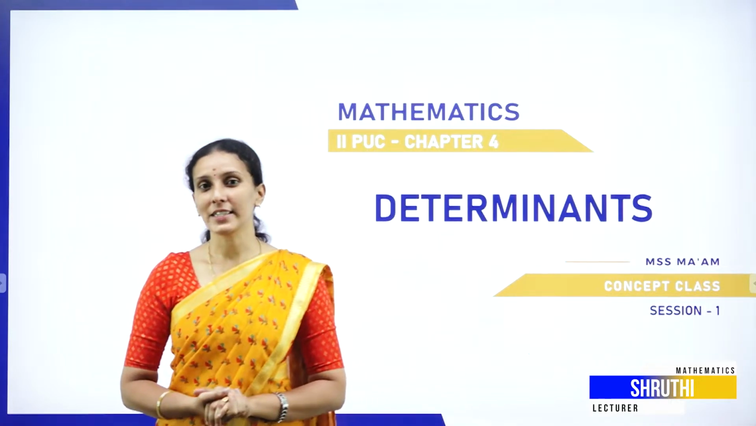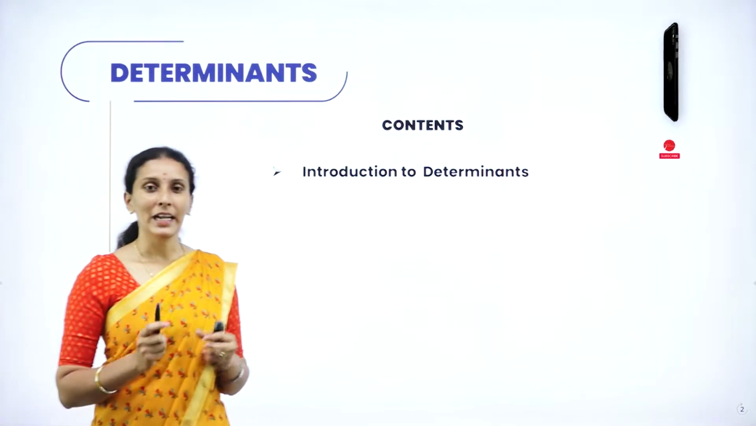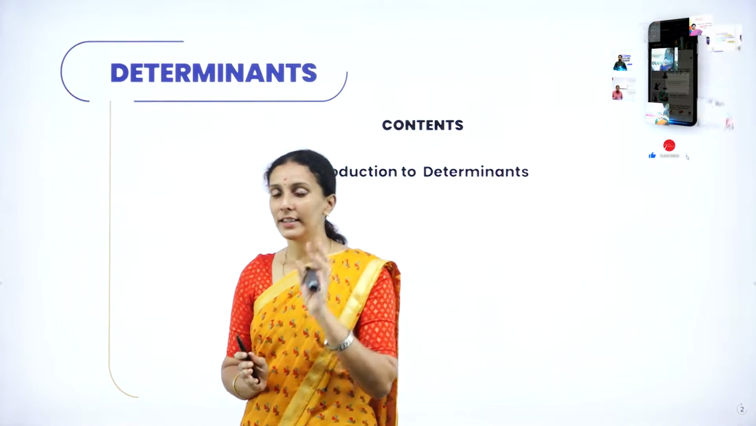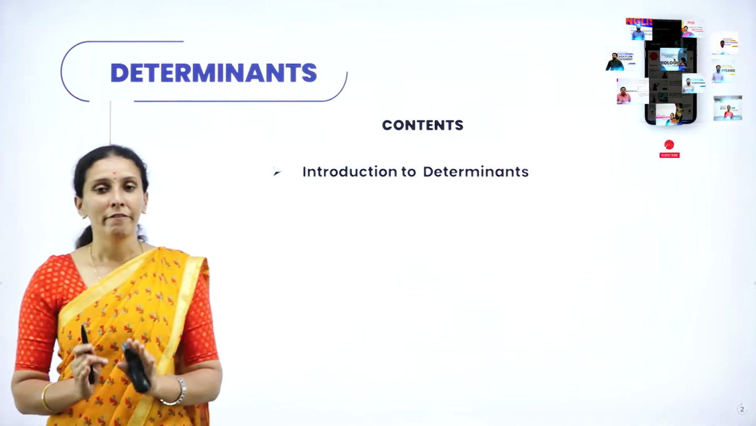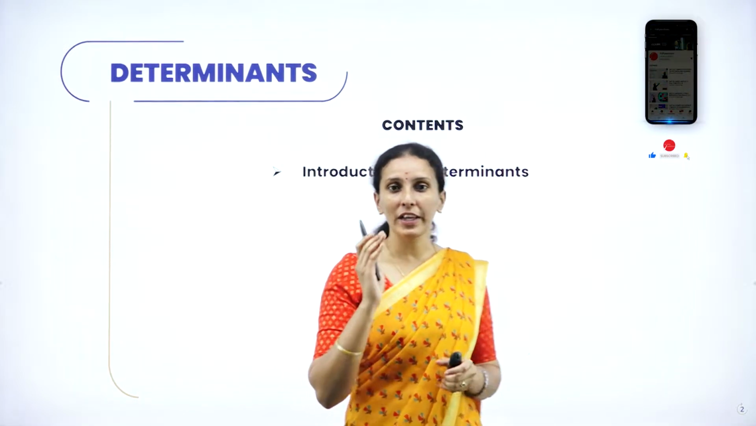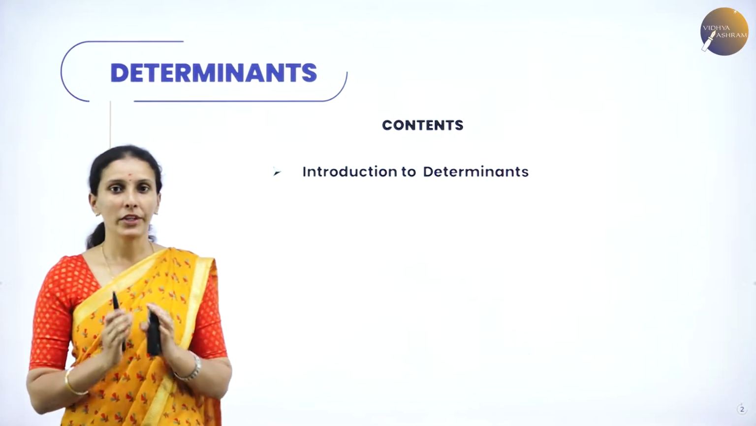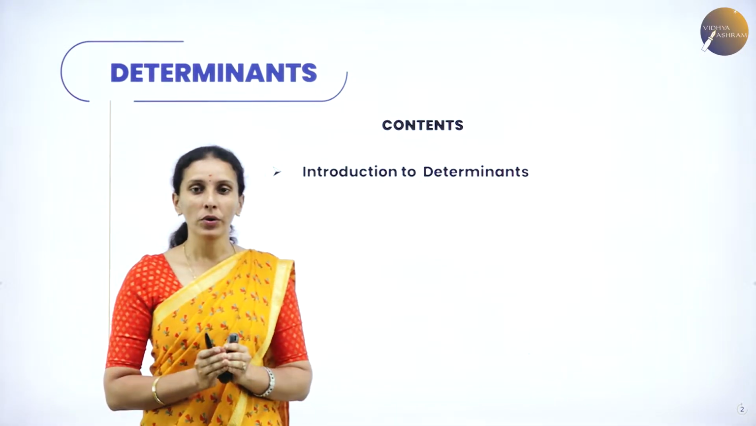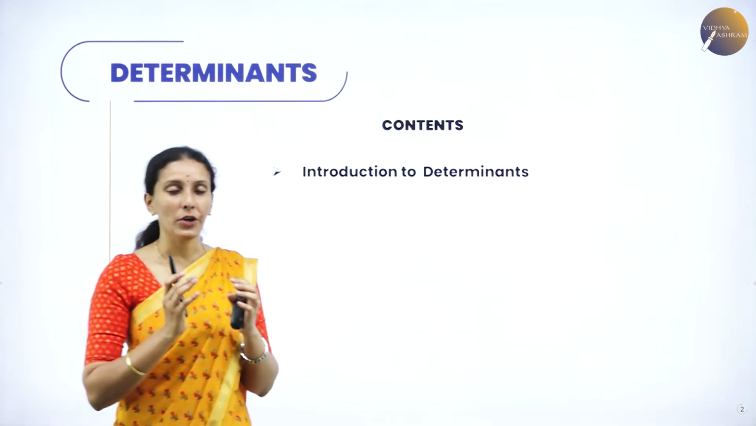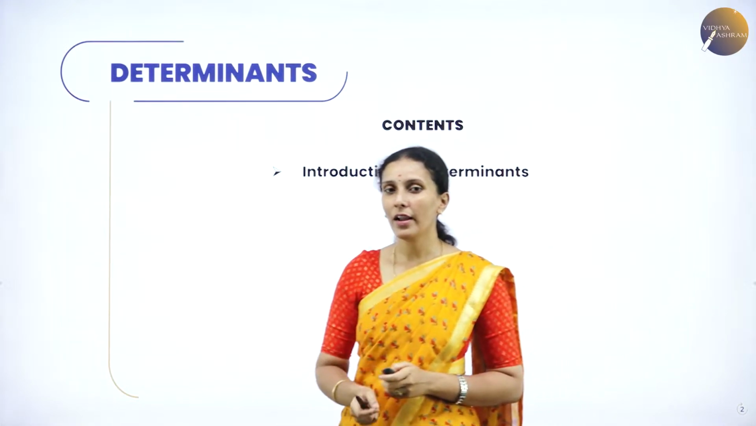In this session, we are taking up a new chapter, Determinants. So what do you mean by determinants? Determinants are related to matrices, but a determinant is nothing but the value given for a particular matrix, and it is defined only for square matrices. So in this session, we are going to study in detail an introduction to determinants, that is, what a determinant is and how we are going to find the value of a determinant for a given square matrix.